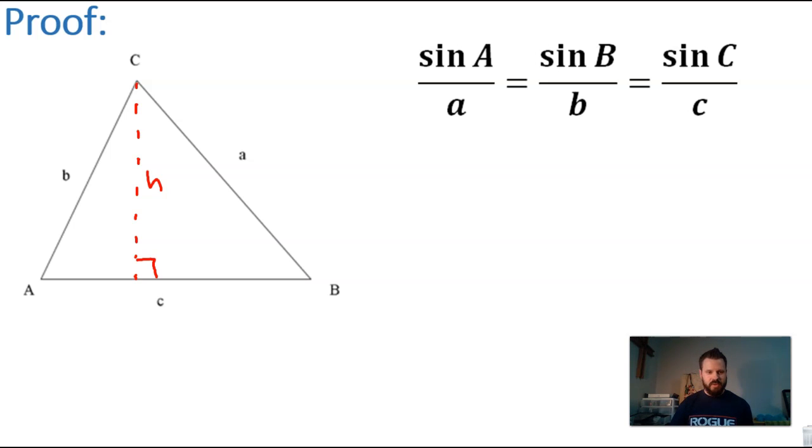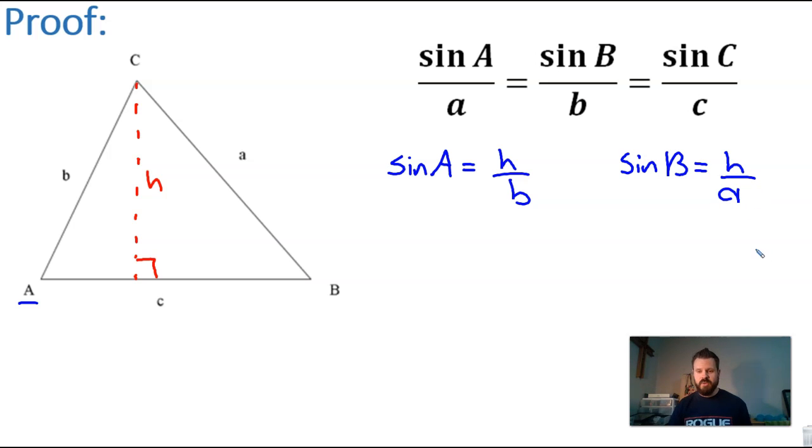Let's set up some trig between those. So if I'm looking at angle A, I can say that the sine of A is equal to opposite H over hypotenuse B. And on the right side, I can do the same thing. I could say that the sine of B is equal to opposite H over hypotenuse little a. And I'm using sine, hence the law of sines here.